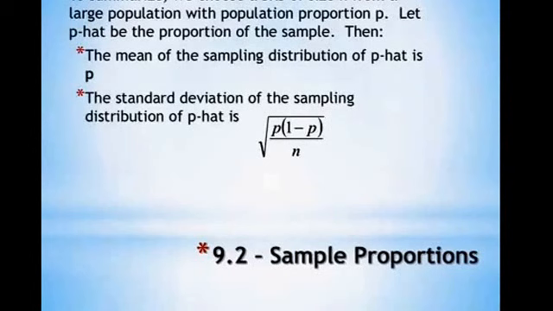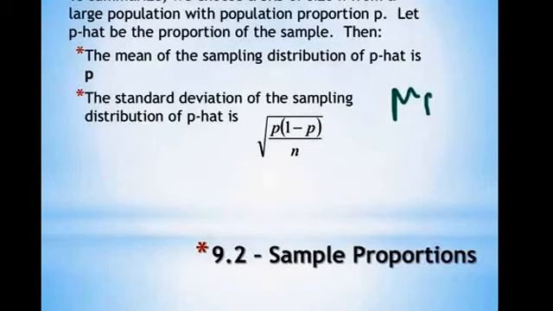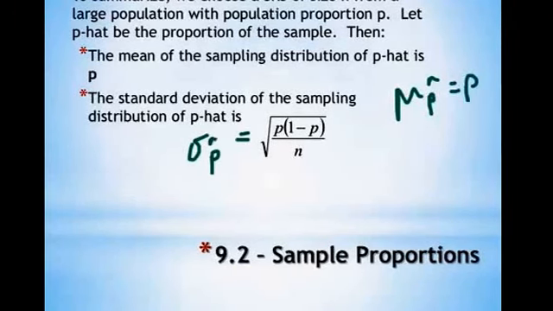So to summarize, we choose an SRS of size n from a large population with a population proportion of p. Let p hat be the proportion of the sample. Remember that p hat deals with the statistic and p deals with the population, or is our parameter. So then the mean of p hat, which is what I just said on the last slide, is just whatever p is. And the standard deviation of the sampling distribution of p hat is this.